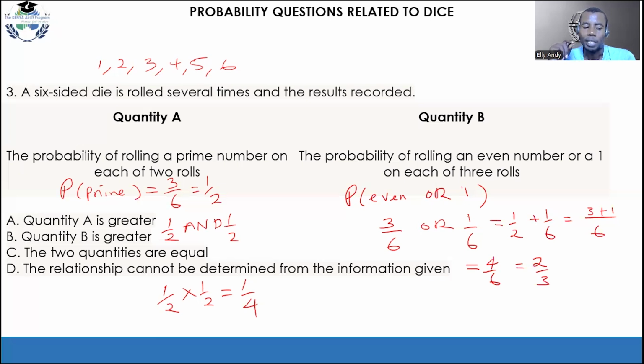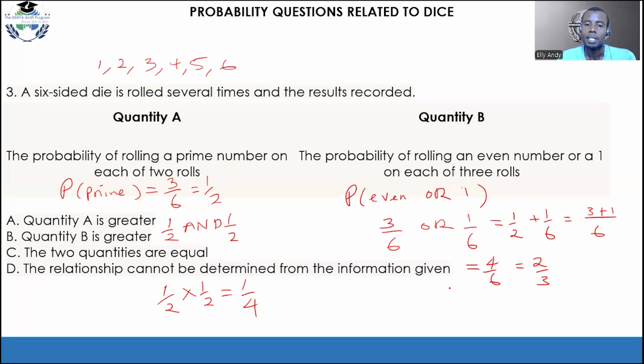But the quantity B is 3 rolls, not 1 roll. So again, we need to know the rules of probabilities. For consecutive probabilities, you raise the probability to the power of those consecutive numbers.